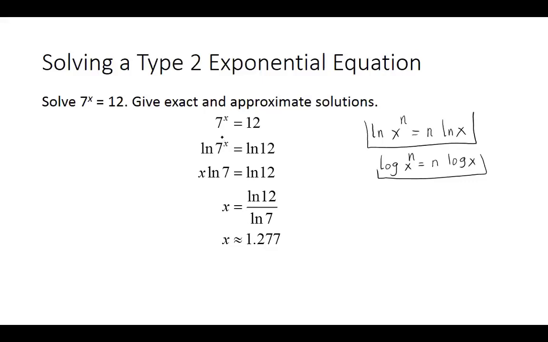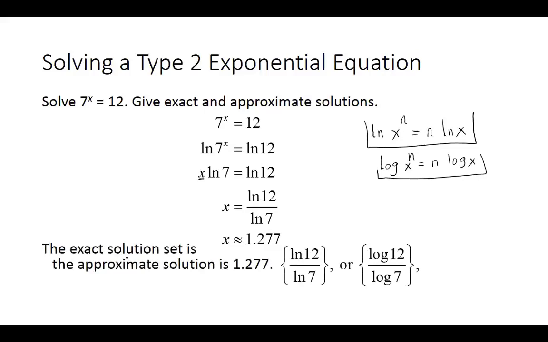So that's what we're really doing here. We are moving this x right in front of natural log so I can isolate x. That's what we're solving for. So my coefficient of x would be natural log of 7, which is another constant. If I divide both sides by the coefficient of x, which is natural log of 7, then you can find x equal to about 1.277 just by entering these values in your calculator. The exact solution is natural log of 12 over natural log of 7, or log of 12 over log of 7. And the approximate solution would be about 1.277.